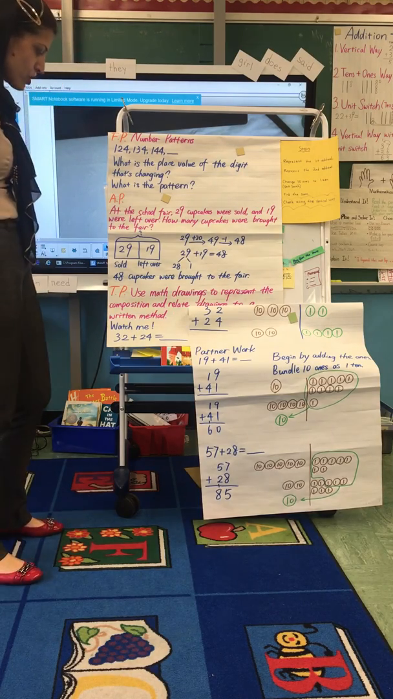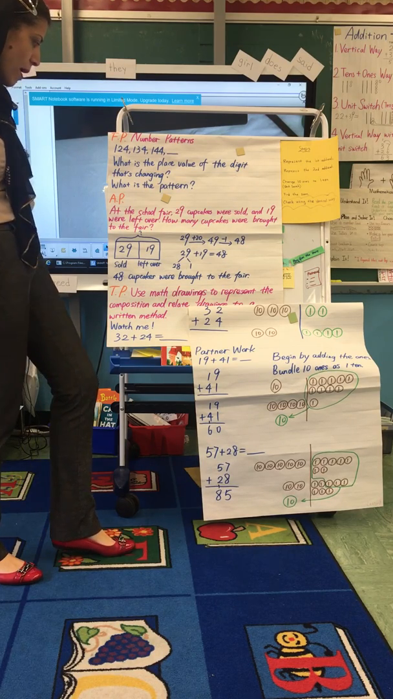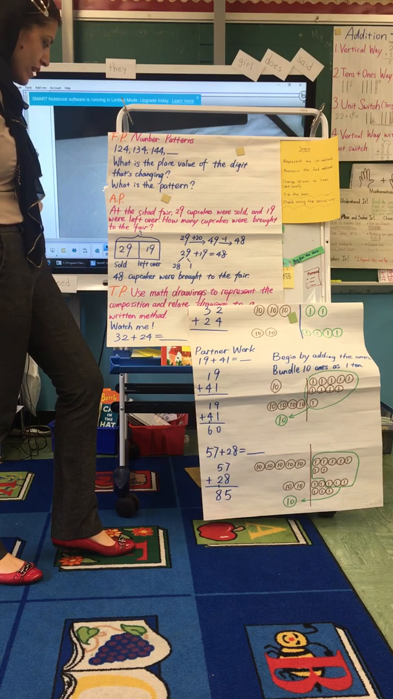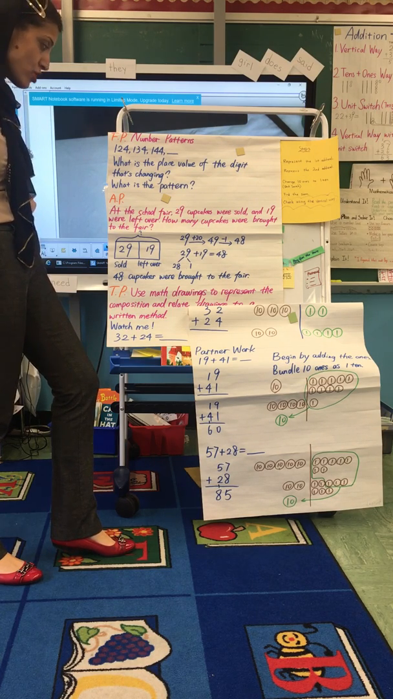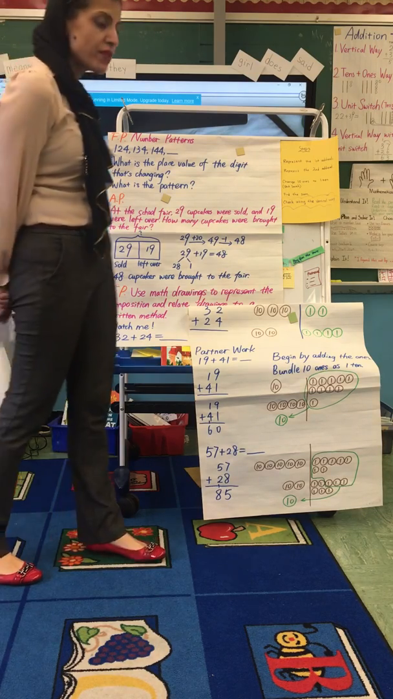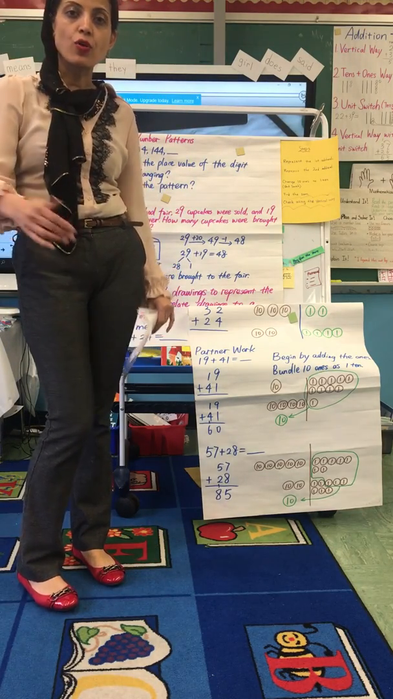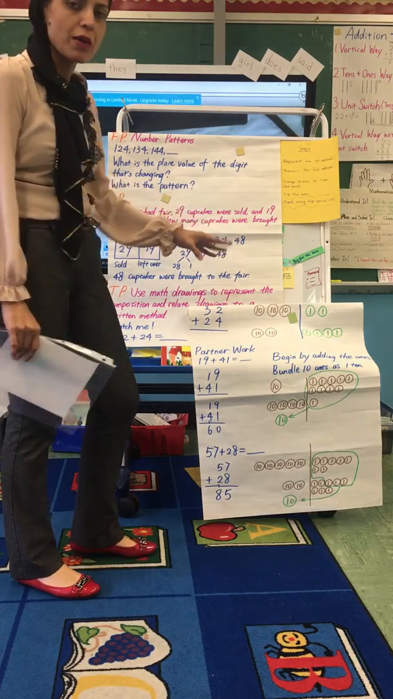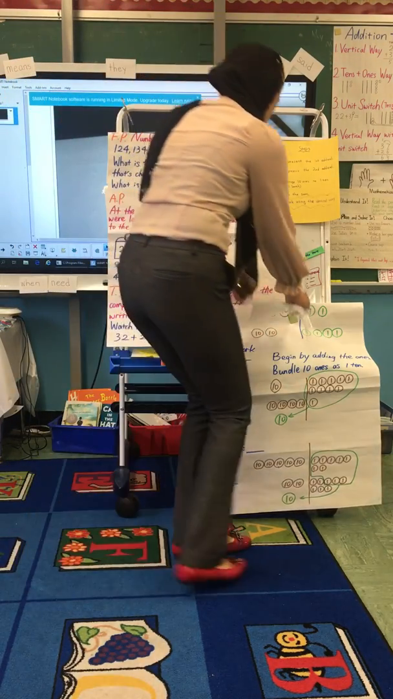Well, today we are going to be working on how to use math drawings to represent the composition and relate drawings to a written method. I'll say that again. Use math drawings to represent the composition and relate drawings to a written method, okay? So very similarly, we're just working our way up. First we use the place value, then the vertical way, and now we're using actual math drawings, right? Representation.